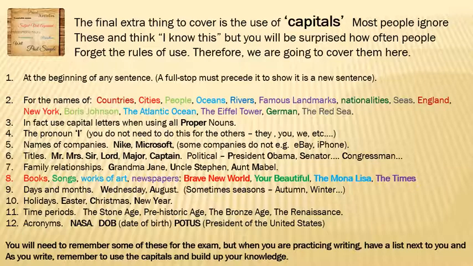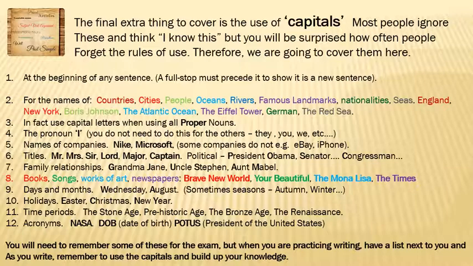So, 12 different situations where we use capitals. At the beginning of a sentence, we've already talked about that. A full stop must precede it to show it's a new sentence. If you don't put a full stop at the end of the last sentence, we don't know it's a new sentence. So the full stop before is very important.